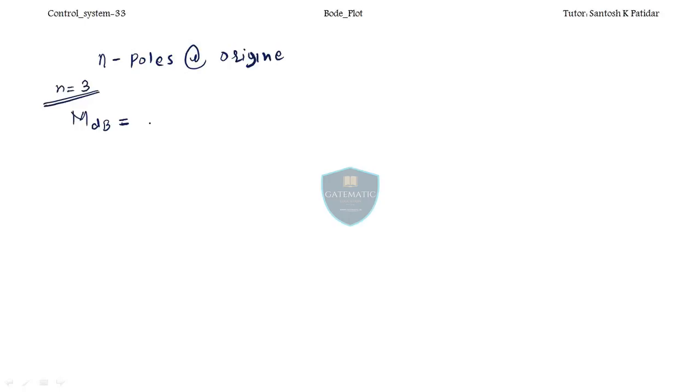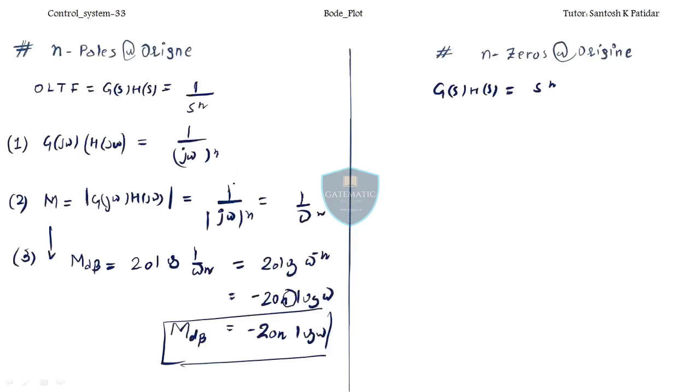So the magnitude will be minus 60 dB, provided by these 3 poles at the origin. The slope will be minus 60 dB per decade, and the phase provided by these 3 is nothing but 3 times pi by 2, isn't it? This is all about this. Now let me come to the zero part also, then we'll compare the output.